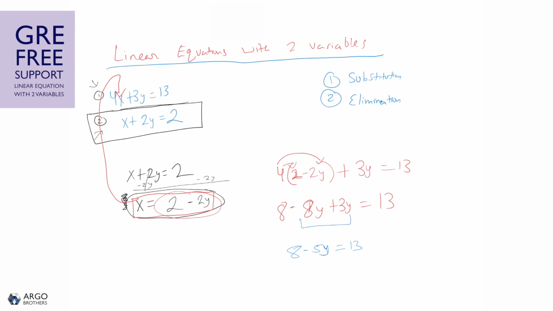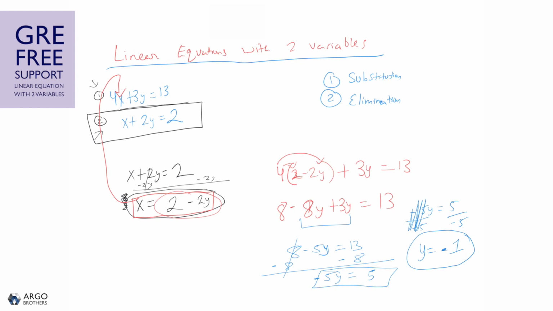Now I want to ultimately solve for y. What I can do is subtract 8 from both sides. 13 minus 8 is 5, so I'm left with negative 5y is equal to 5. Now I can divide both sides by negative 5, and y is equal to 5 divided by negative 5, which is simply negative 1. So we've now solved for y, which is negative 1.